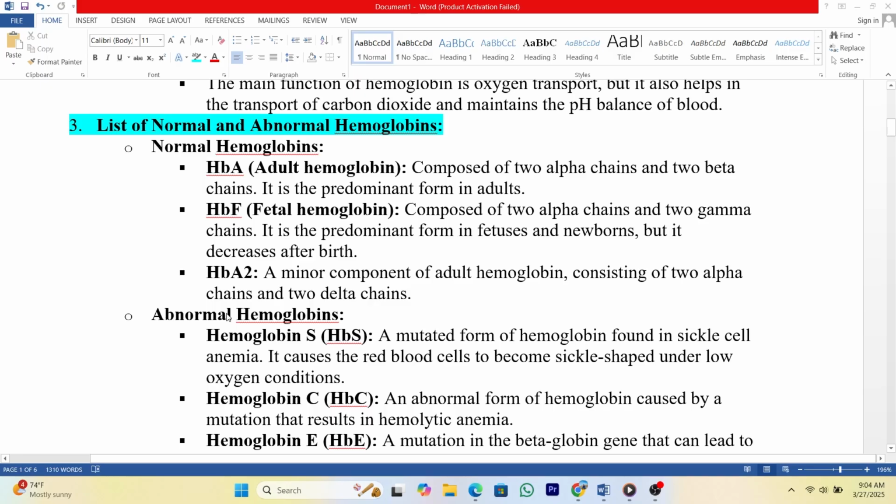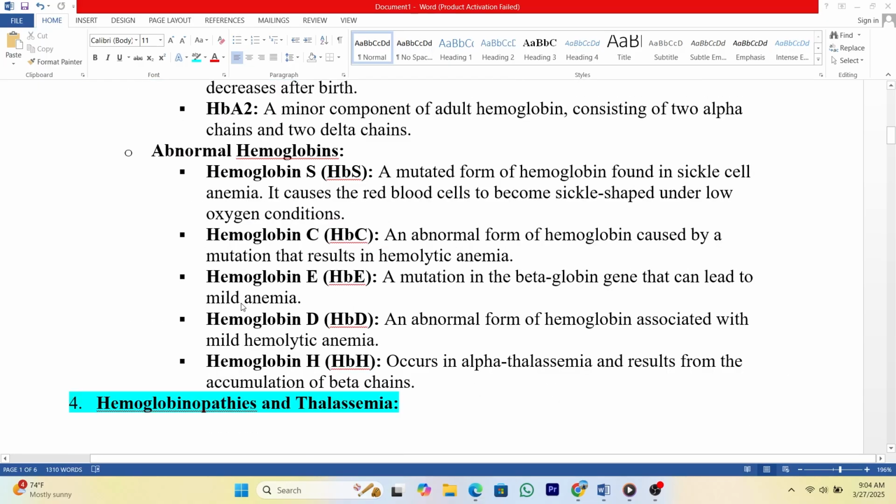HbF. Fetal hemoglobin composed of 2 alpha chains and 2 gamma chains. It is the predominant form in fetuses and newborns, but it decreases after birth. HbA2. A minor component of adult hemoglobin, consisting of 2 alpha chains and 2 delta chains.